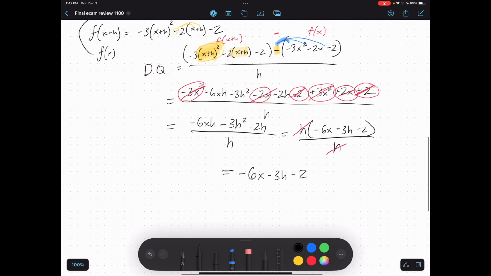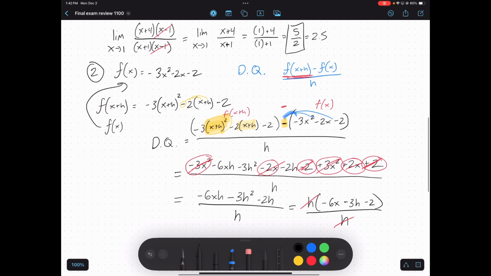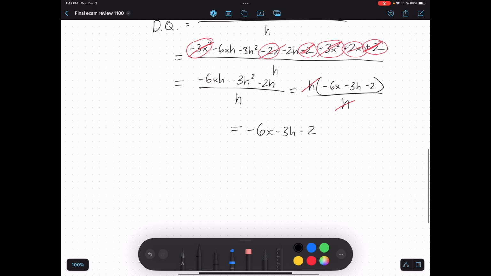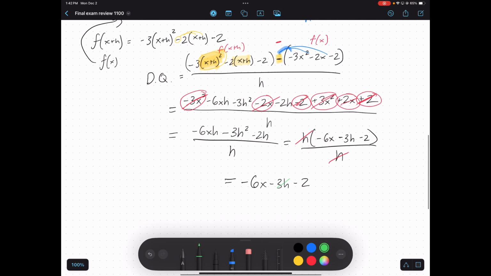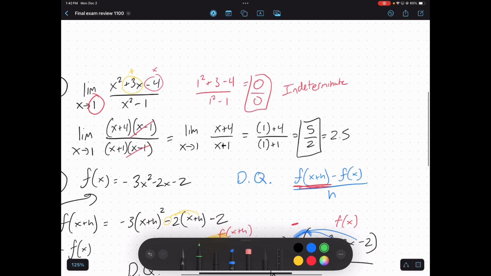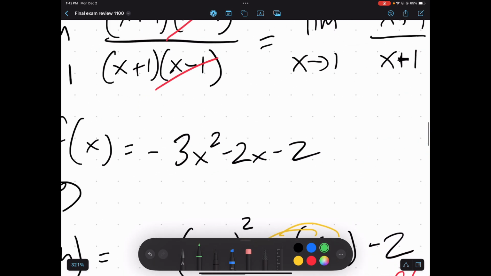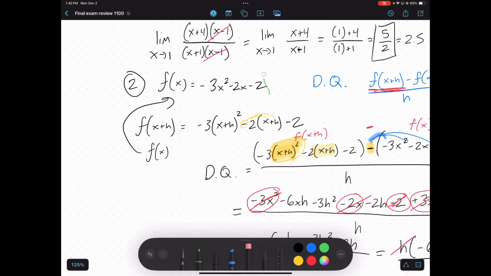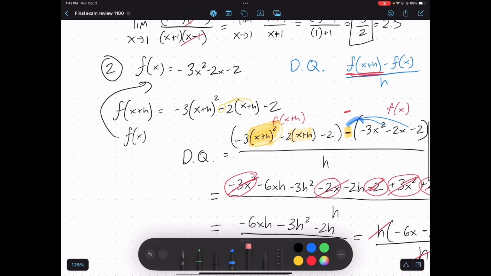Now, real quick, if we relate that to derivatives, what did we say about derivatives? Derivatives, I just let h approach 0. Now that I've simplified it, if I let h approach 0, that term goes to 0, and I'm left with just negative 6x minus 2. Well, guess what the derivative of that equation is? Negative 6x minus 2, right? So that's how the difference quotient relates to derivatives. Awesome.